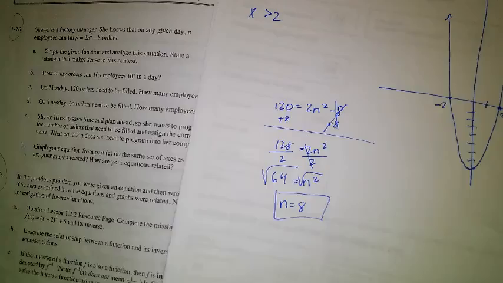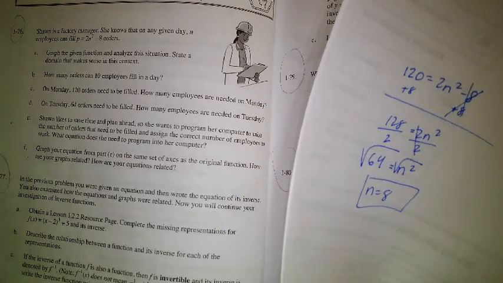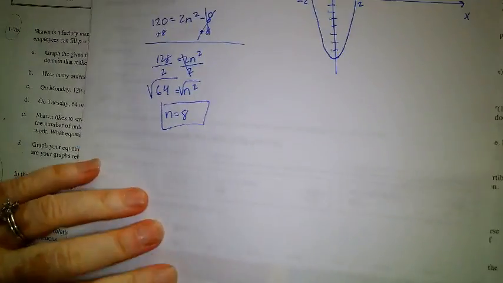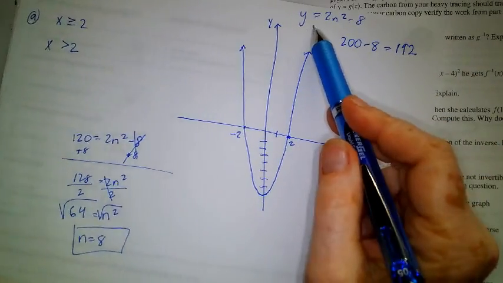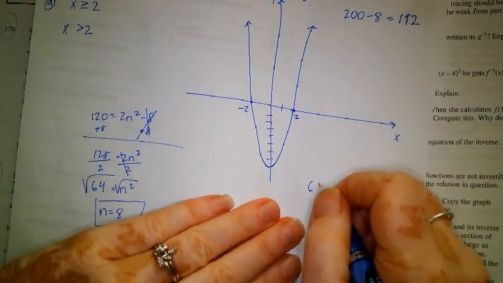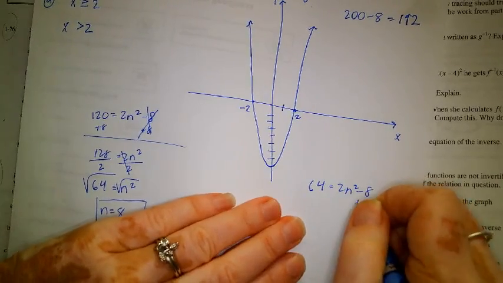employees to do that. And then it says on Tuesday, 64 orders need to be filled. How many employees are needed on Tuesday? So of course I can just take the original equation, put a 64 right there. So I'm adding 8.